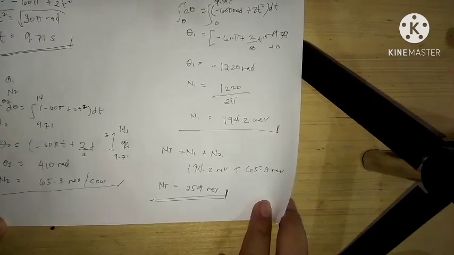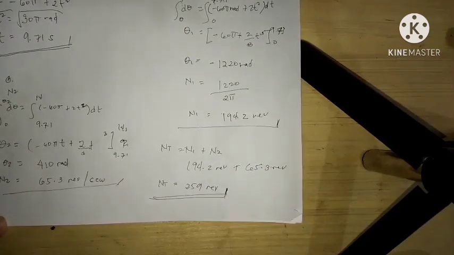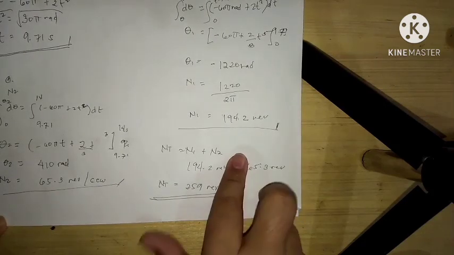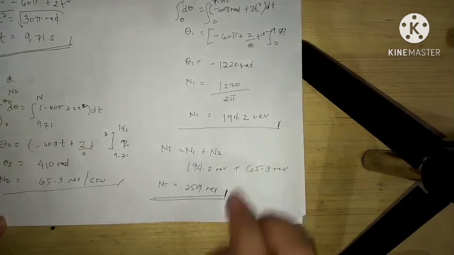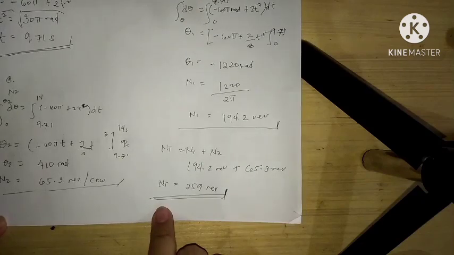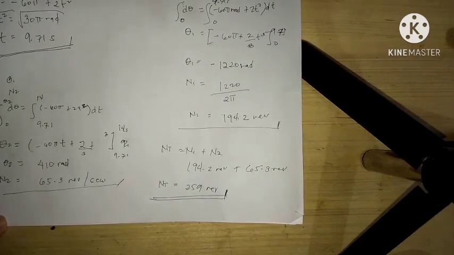Naputol po kanina yung video. So, ayan na po yung pinakasagot. Ang sagot natin sa A is 6.86 seconds, yung time niya na hinahanap. Then, yung B, 9.71 seconds. And then, itong C, yung naging sagot niya sa N1 is 194.2 revolutions plus yung N2 niya na 65.3 revolutions, kung saan yung total revolutions niya is 259 revolutions.